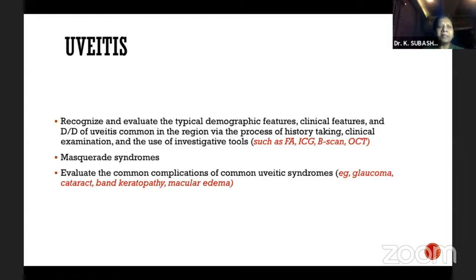In uveitis, the trainee should know to recognize and evaluate the typical demographic features and differential diagnosis of uveitis common in the region via history taking, clinical examination, and the investigative tools. They should know to diagnose the masquerades and evaluate the common complications of common uveitis syndromes such as glaucoma, cataract, band keratopathy, and macular edema.